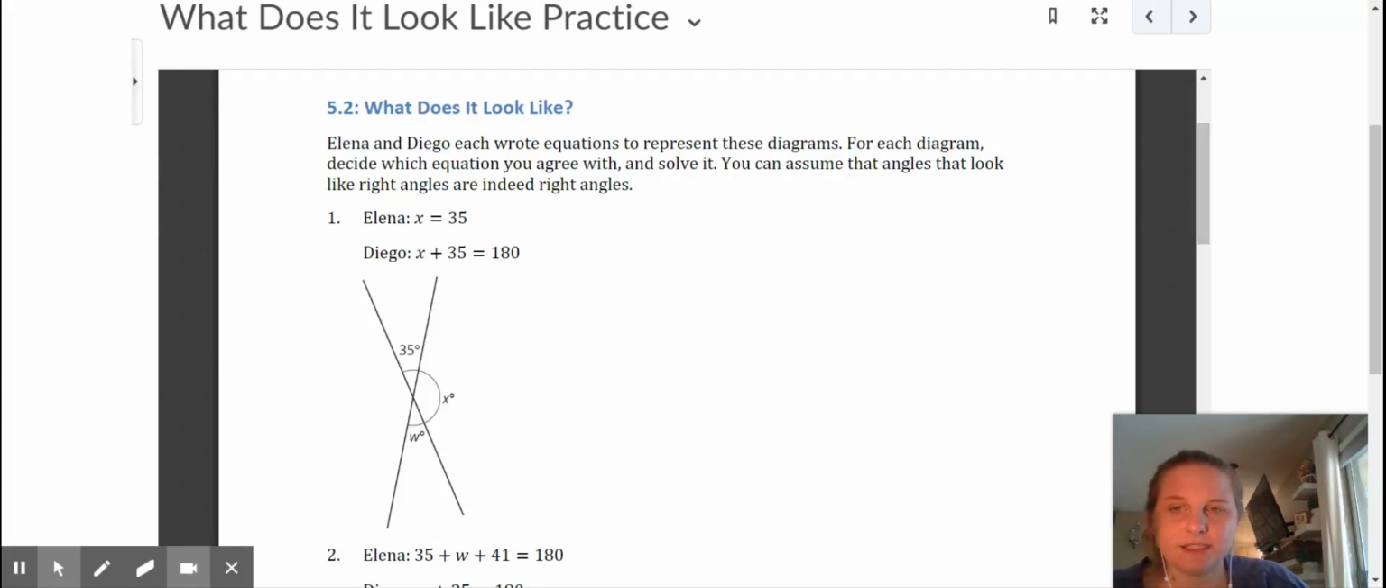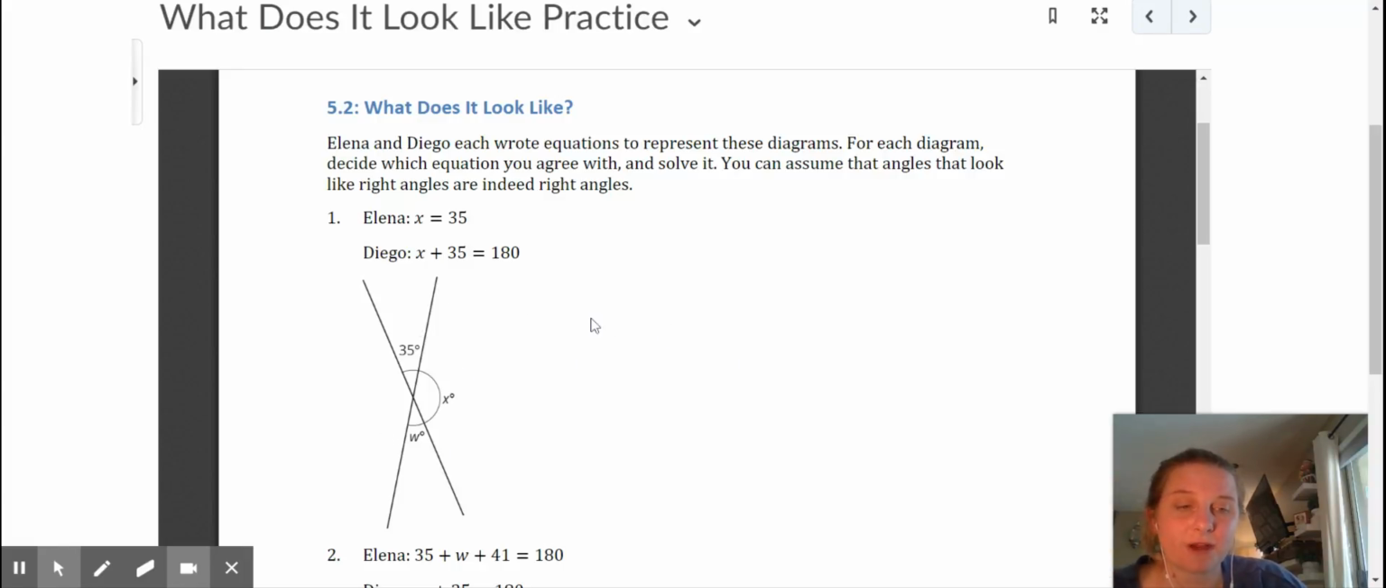So you've got Diego and Elena, and they have each written equations. Oh, and heads up, I have 5 minutes to make this video, and then it cuts me off, so I might end up doing this in 2 parts. But Elena and Diego each wrote equations to represent the diagrams. So looking at the diagrams, they wrote an equation.